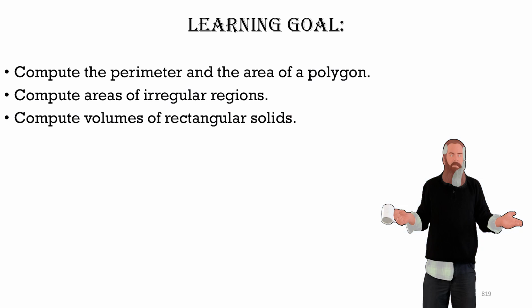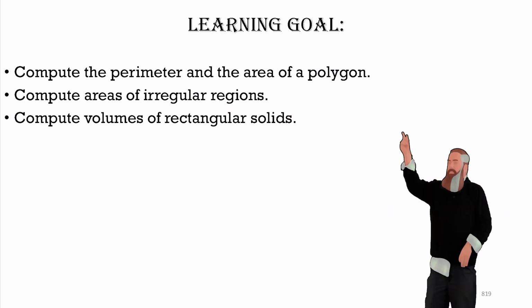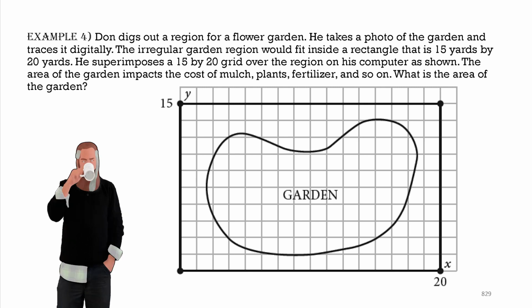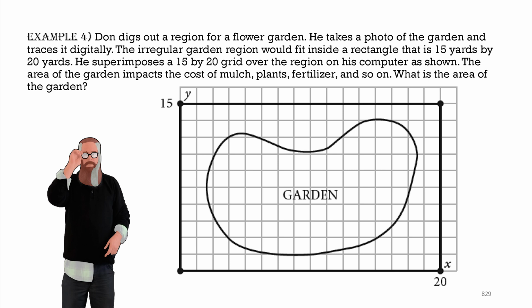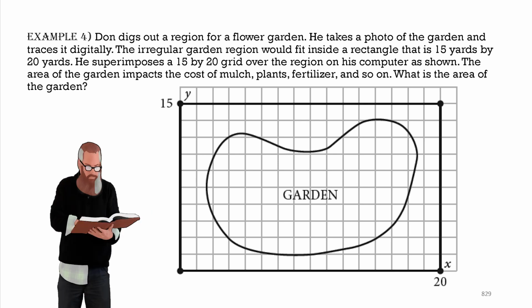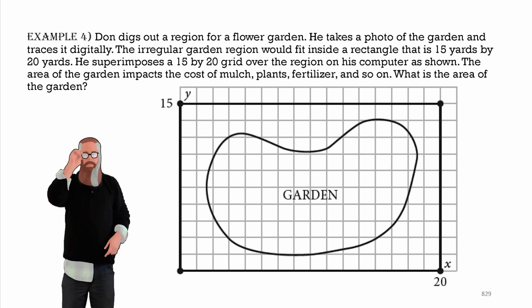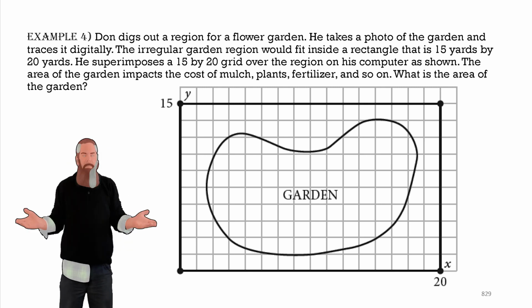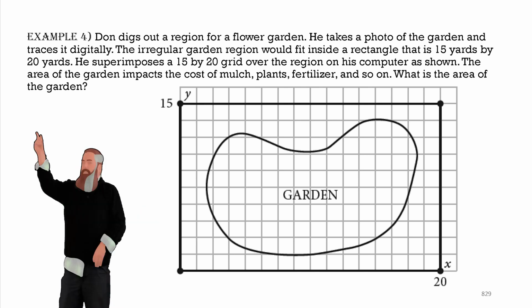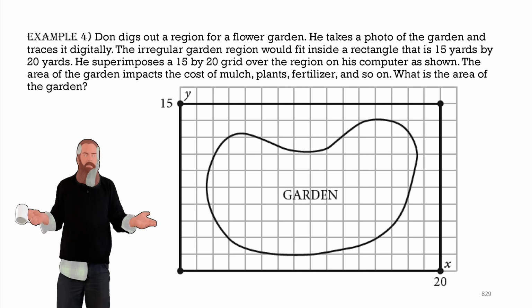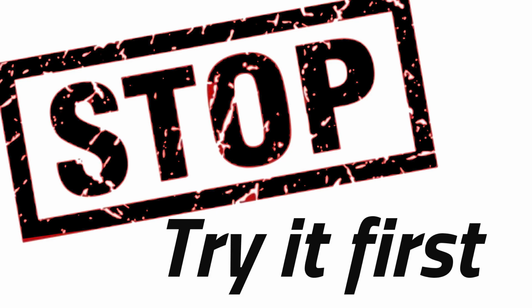Now, let's compute the area of an irregular polygon. Don digs out a region for a flower garden. He takes a photo of the garden and traces it digitally. The irregular garden region would fit inside a rectangle that is 15 yards by 20 yards. He superimposes a 15 by 20 grid over the region on his computer as shown. The area of the garden impacts the cost of the mulch, plants, fertilizer, and so on. What is the area of the garden?